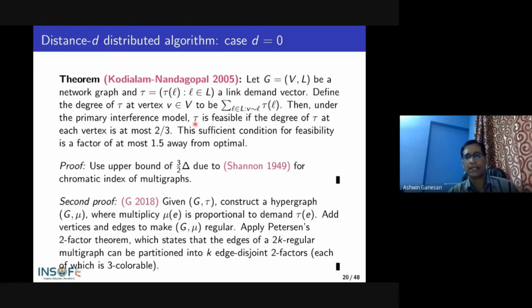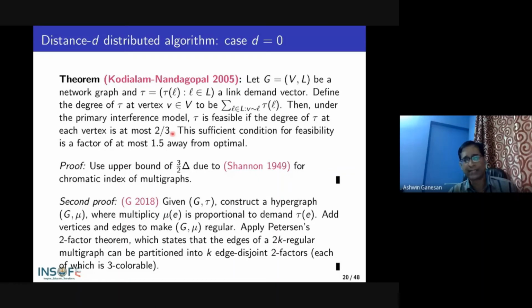obtain a sufficient condition for the fractional chromatic index to be less than or equal to 1. If you define the degree of tau at a vertex V in the network graph to be the sum of the demands of all the links which are incident to vertex V, then tau is feasible if the degree of tau at every vertex is at most 2/3.